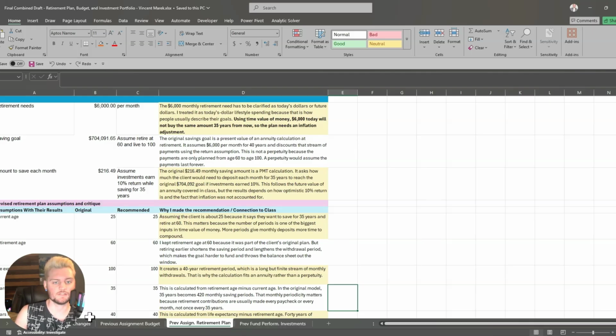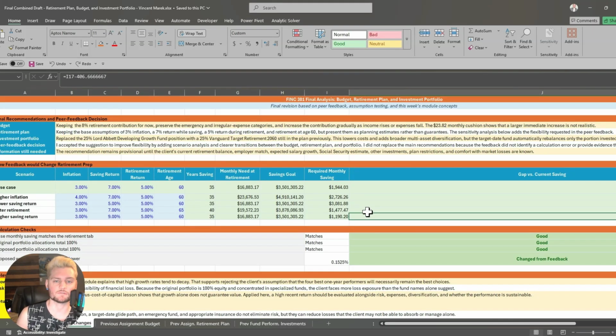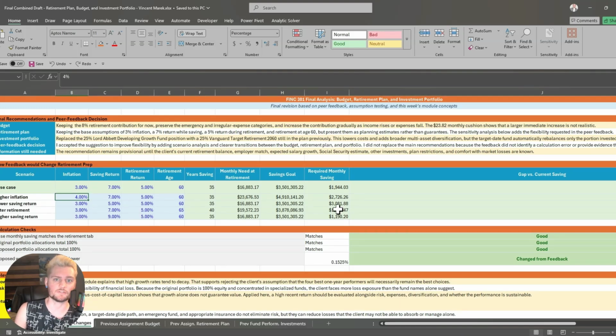My sensitivity analysis shows that the results can change if we adjust for the future financial environments. If inflation is 4%, the required monthly contribution would increase to about $2,726. If the return while saving was only 5%, it would increase to about $3,000. And changing the retirement age to 65 would lower the requirement to about $1,400 because the client receives 5 additional years to save.